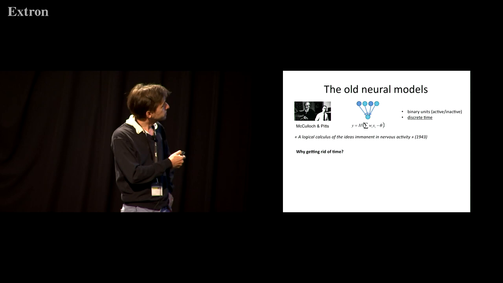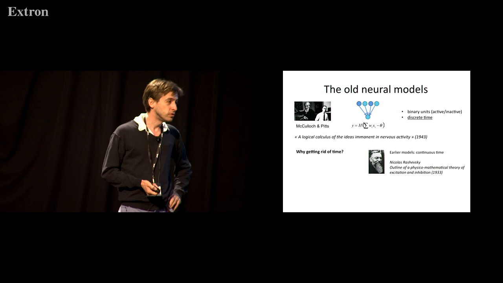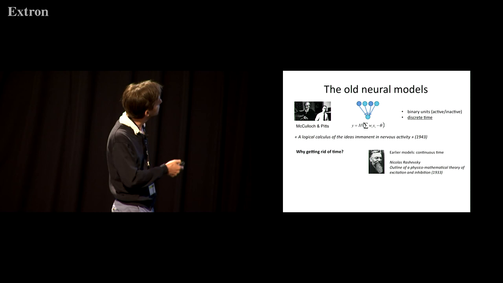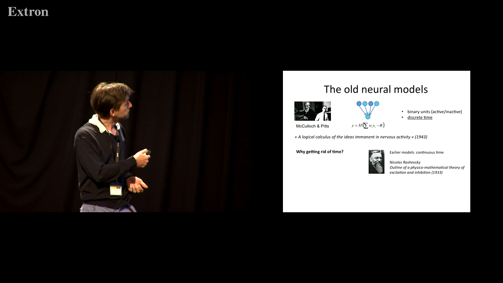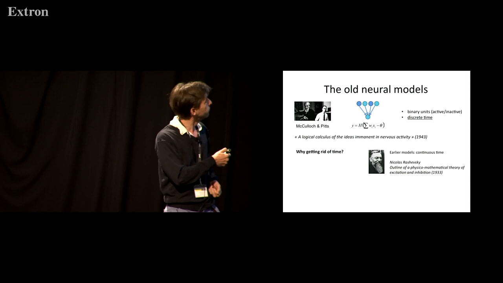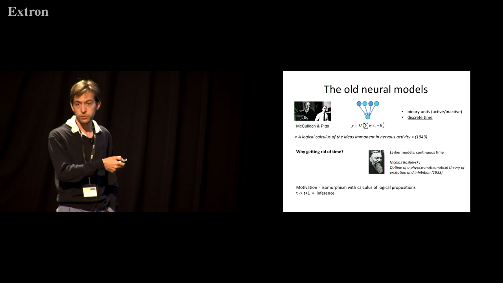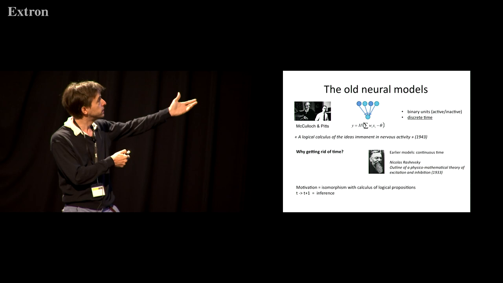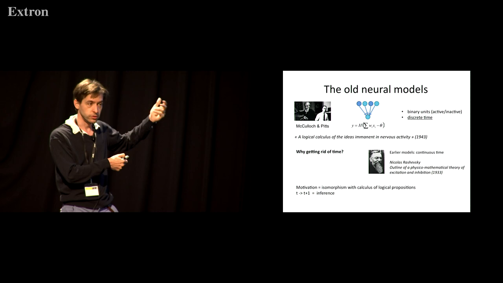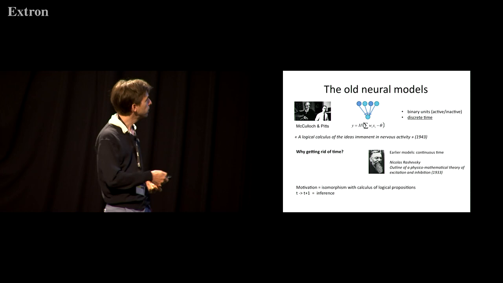Why is there no time in this model? In fact, this is not the first neural model that you can find in the literature. In the 1930s, maybe 10 or 15 years before McCulloch and Pitts, you could find models in continuous time, very similar to those, but dynamical systems, proposed by Nicolas Rashevsky. So why did this one become very well known and not that one? Well, the motivation for the introduction of this model is that by framing network function as operations on binary units, you could show, and that's what they did in their seminal paper, that the operation of a neural network is isomorphic to calculus on logical propositions. So that was the appeal of this model.